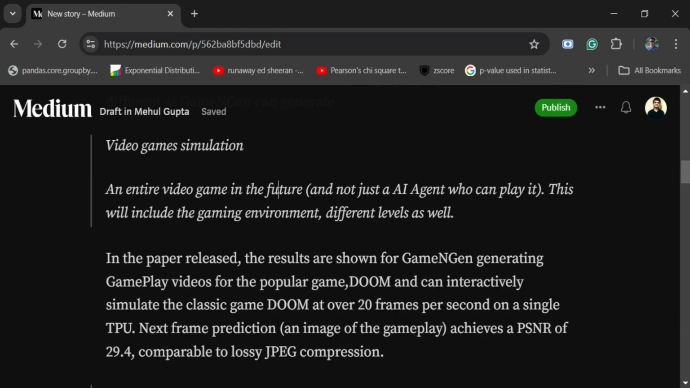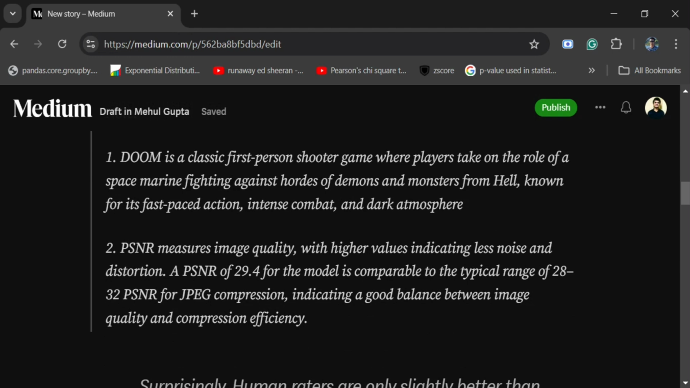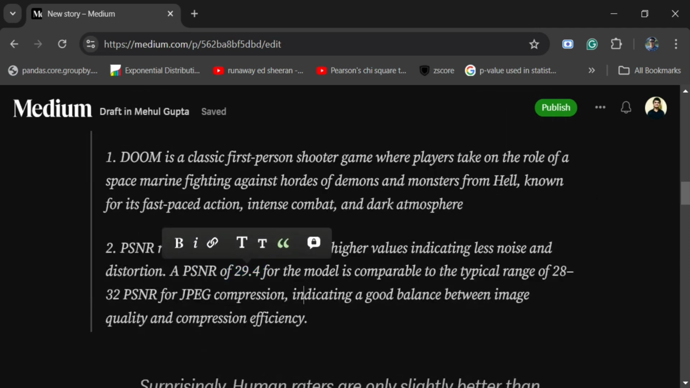Now, talking about the result, it can simulate Doom at over 20 frames per second on a single TPU. The PSNR value, if you don't know about PSNR, is basically a measure of image quality, with a high value indicating less noise and less distortion. So the quality of the image is quite high if the PSNR value is high. A PSNR value of 29.4, as mentioned in the paper, is quite good.